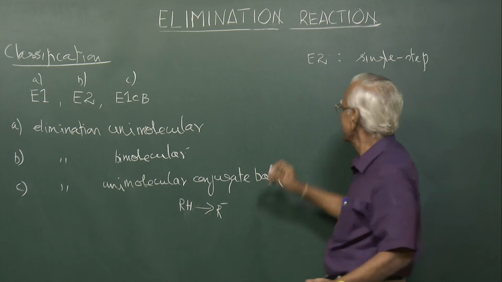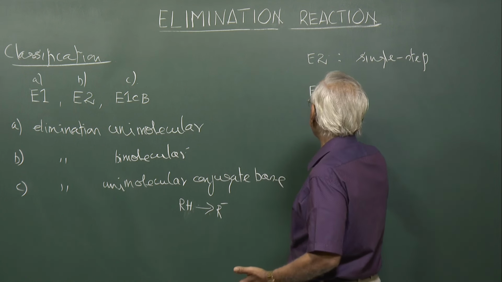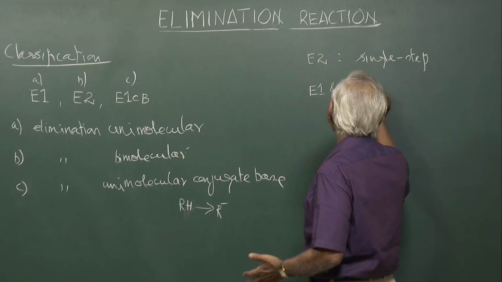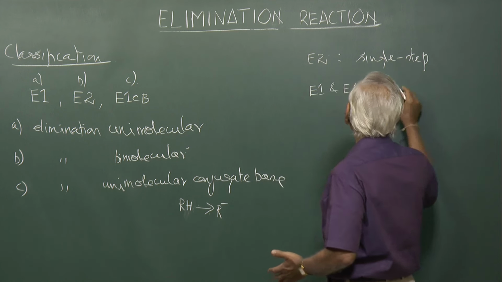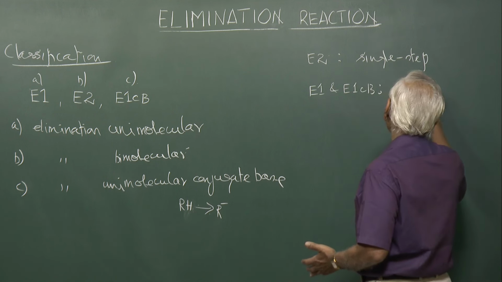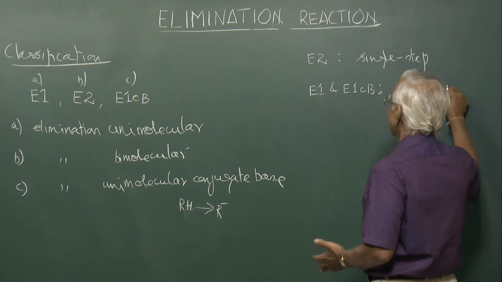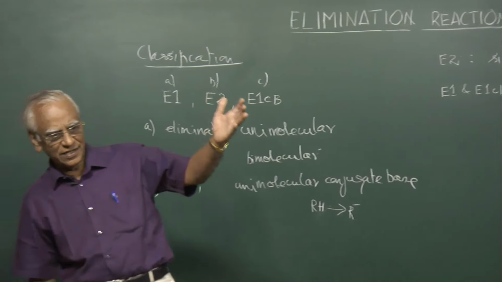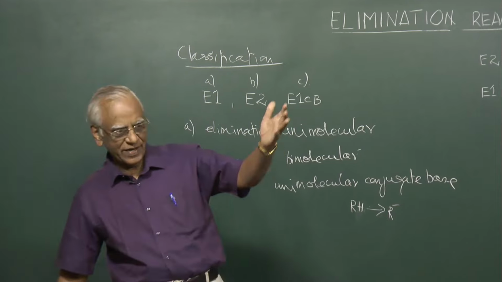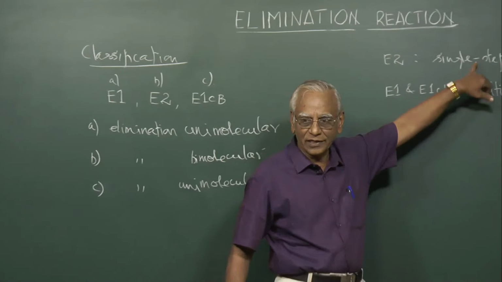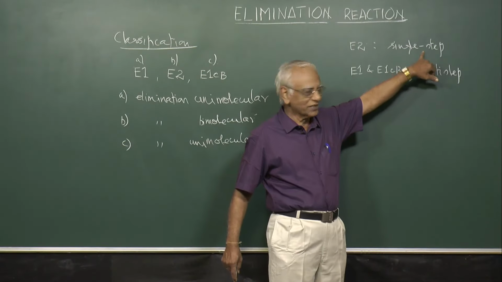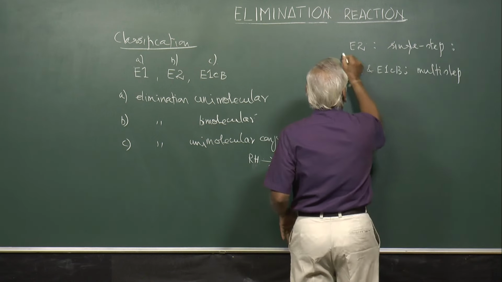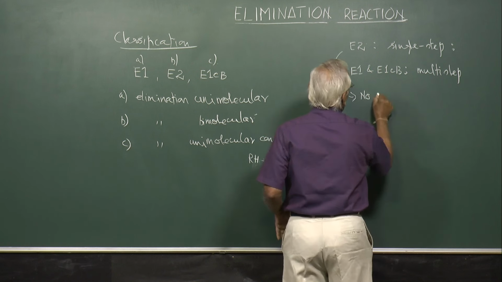And the others, namely E1 reaction as well as E1CB mechanism, go by multi-step process. Now, what is the major difference between a single step process and the multi-step process? It goes by an intermediate. There is an intermediate formed here. In E2, no intermediate is produced. There is no intermediate here.